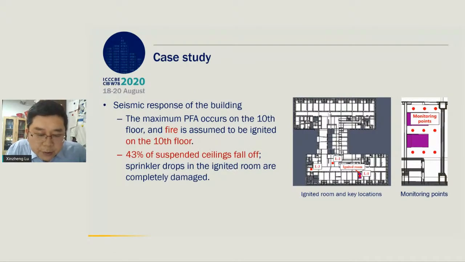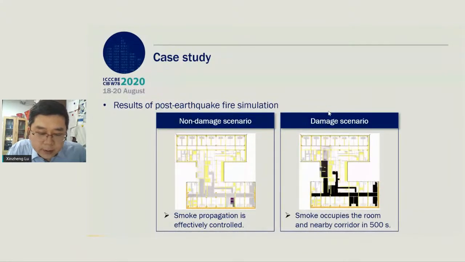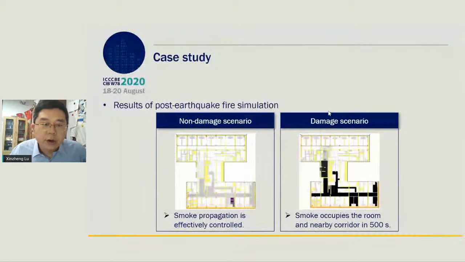So after the calculation, we know that the maximum floor acceleration is on the 10th floor, and we assume that the fire is ignited on this floor. The results show that about 43% of the ceilings were falling off, and the sprinklers in the ignited room are completely damaged. If there is no damage to the sprinkler system, the smoke will be quickly controlled by the sprinkler. However, because the sprinkler is damaged by the earthquake, the smoke will occupy most of the rooms and also the corridors in this story.